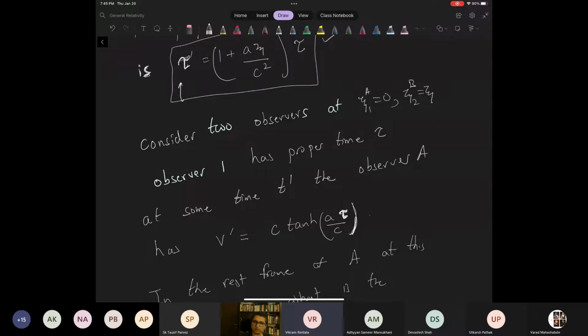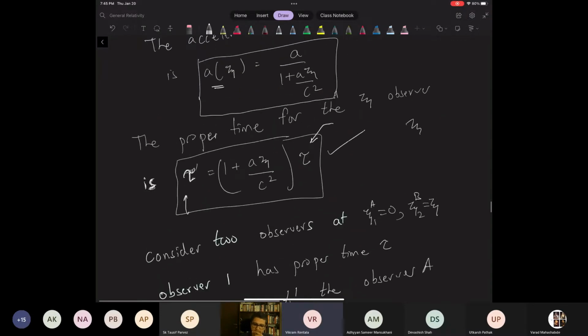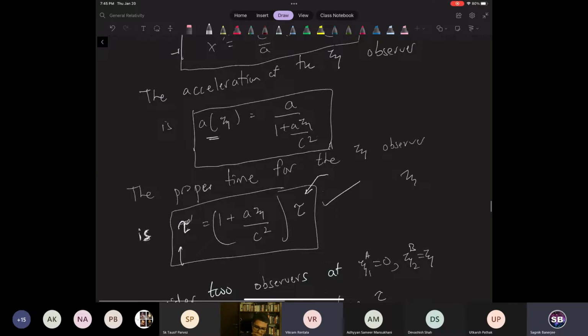Go ahead, Sadhnik. Is it actually correct to interpret this as the acceleration of the observers, because we are dealing with a scaled version of proper time? As we'll see, this is the correct proper time for each observer. Tau prime is actually the correct proper time for each observer.